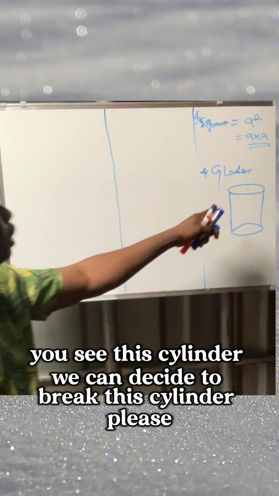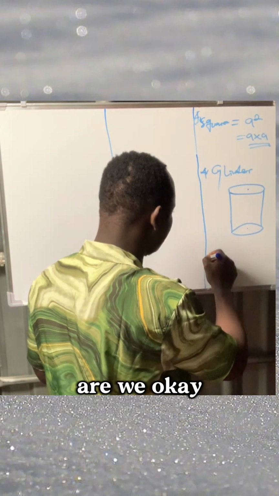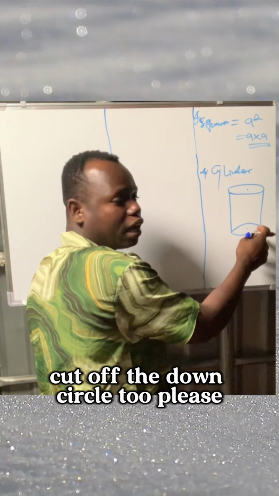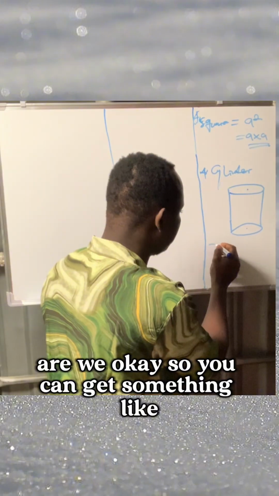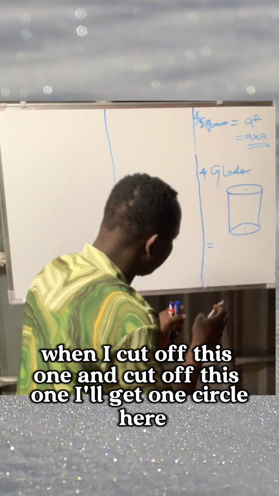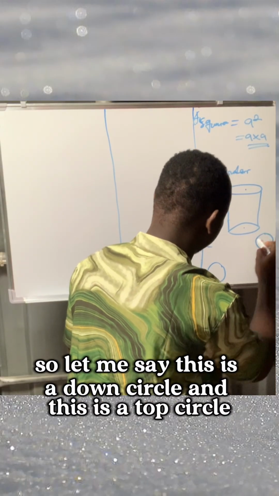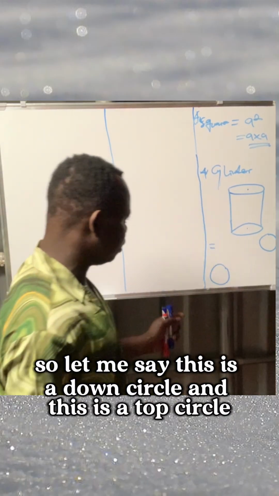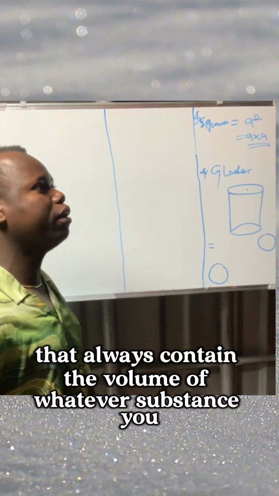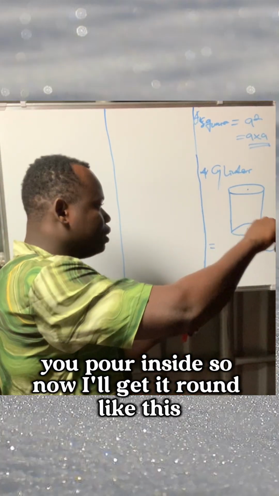You see, this cylinder, we can decide to break this cylinder. Please, are you okay? I can decide that I want to cut off this circle, cut off the down circle too. So when I cut off this one and cut off this one, I'll get one circle here. I can get another circle here. So let me say this is a down circle and this is a top circle. It's left with the middle one that always contains the volume of whatever substance you pour inside. So now I'll get it round like this.